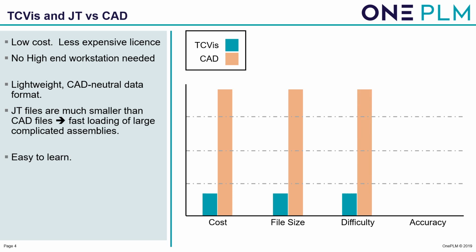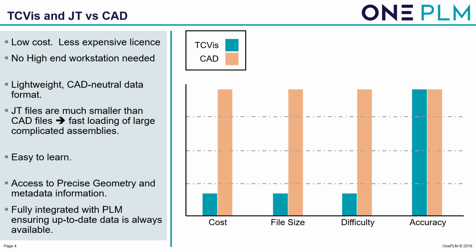TCVis is easy to use and easy to learn. After a 4-hour training course, anyone will confidently interact with JT assemblies and easily gather all of the metadata and analysis information they require. It's fast, easy, and intuitive. JT files may be small, but they're just as accurate as CAD. JTs are created from the CAD files, so they contain the same precise geometry information. You won't have to compromise with quality by using JT.